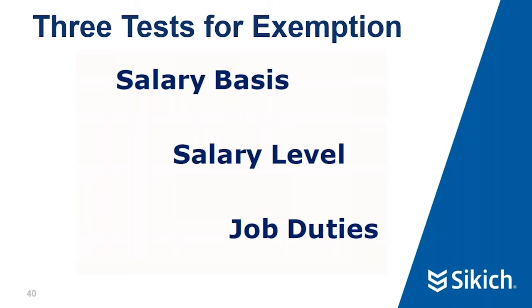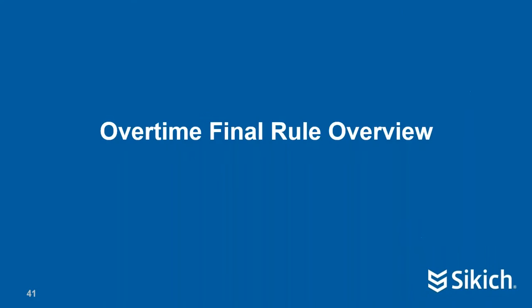There are 3 tests for the exemption: the salary basis, salary level, and job duties. The salary basis is a guaranteed minimum amount of pay each week in which they perform work. The salary level is a minimum weekly salary threshold, and job duties is specific criteria for work performed.